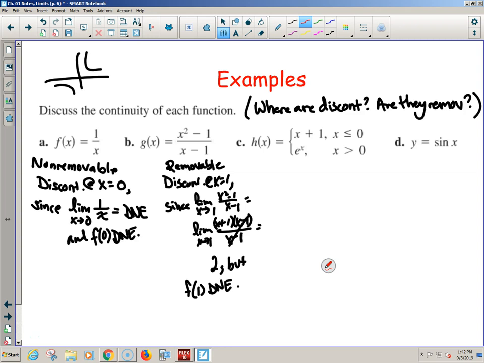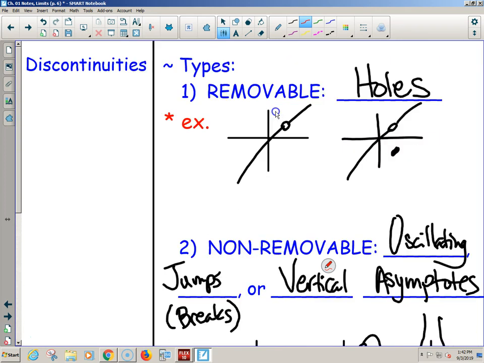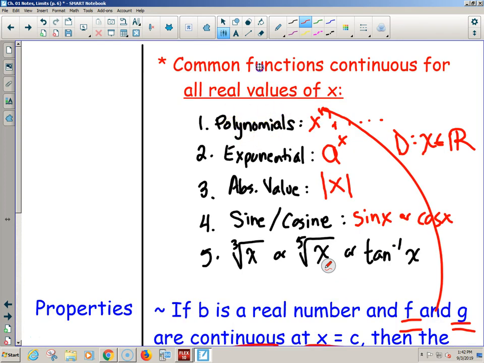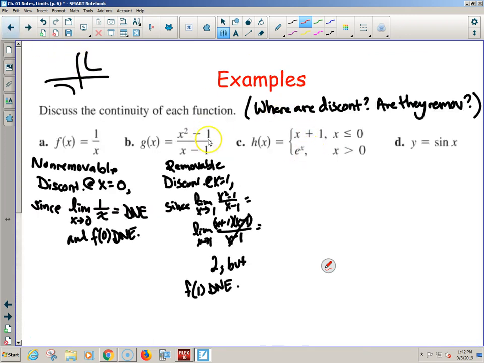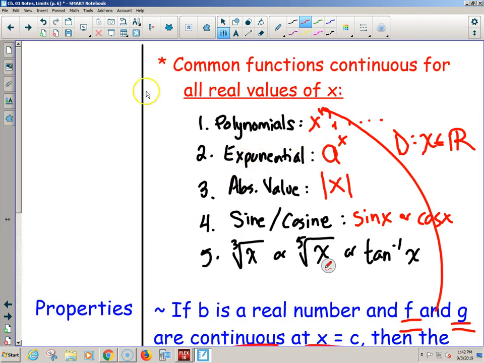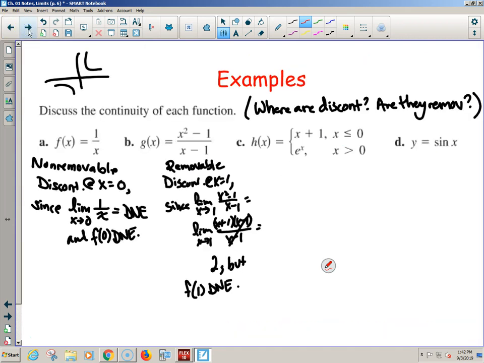Isn't x plus 1 a line? And isn't a line technically underneath the whole polynomial category? And polynomials are continuous everywhere. And then the next one is e to the x, an exponential. Exponentials are continuous everywhere. So where's the problem? It's a piecewise function.